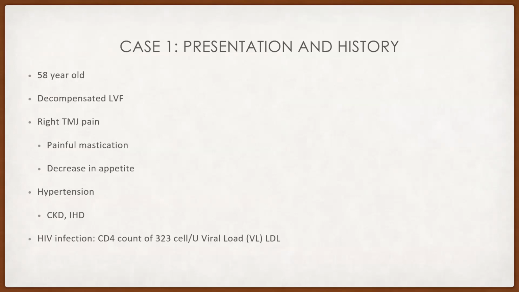He had multiple comorbidities, including hypertension, which was complicated by target organ damage in the form of stage 3 chronic kidney disease, and ischemic heart failure, complicated by congestive cardiac failure. He additionally was HIV infected with a CD4 count of 323 and a viral load that was lower than detectable.